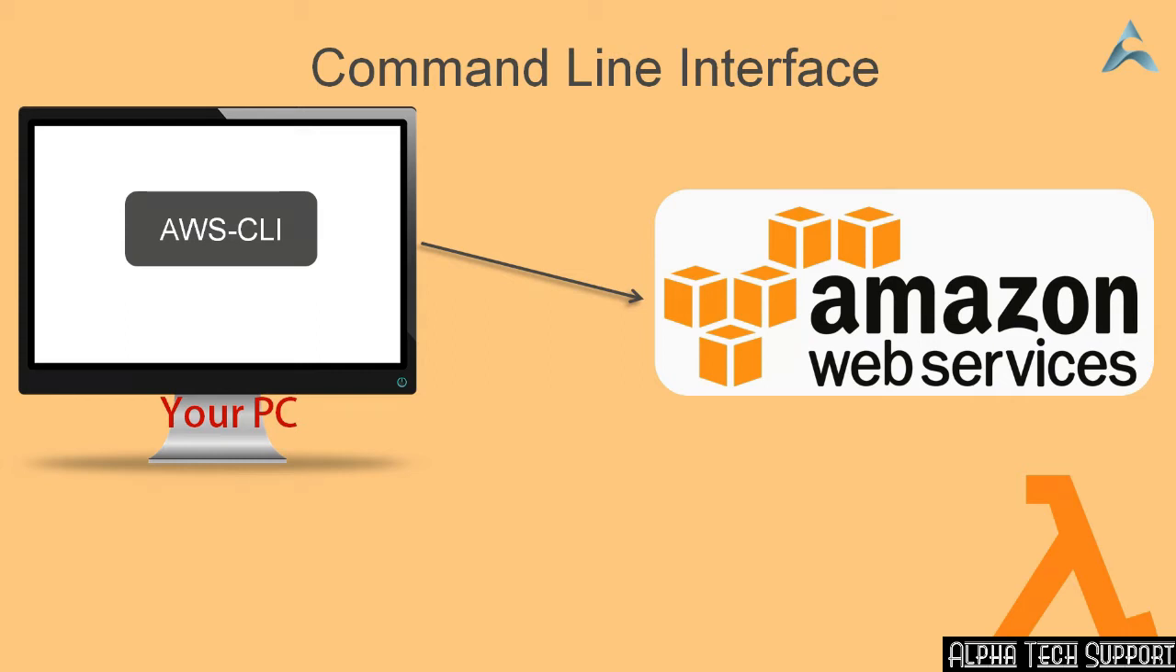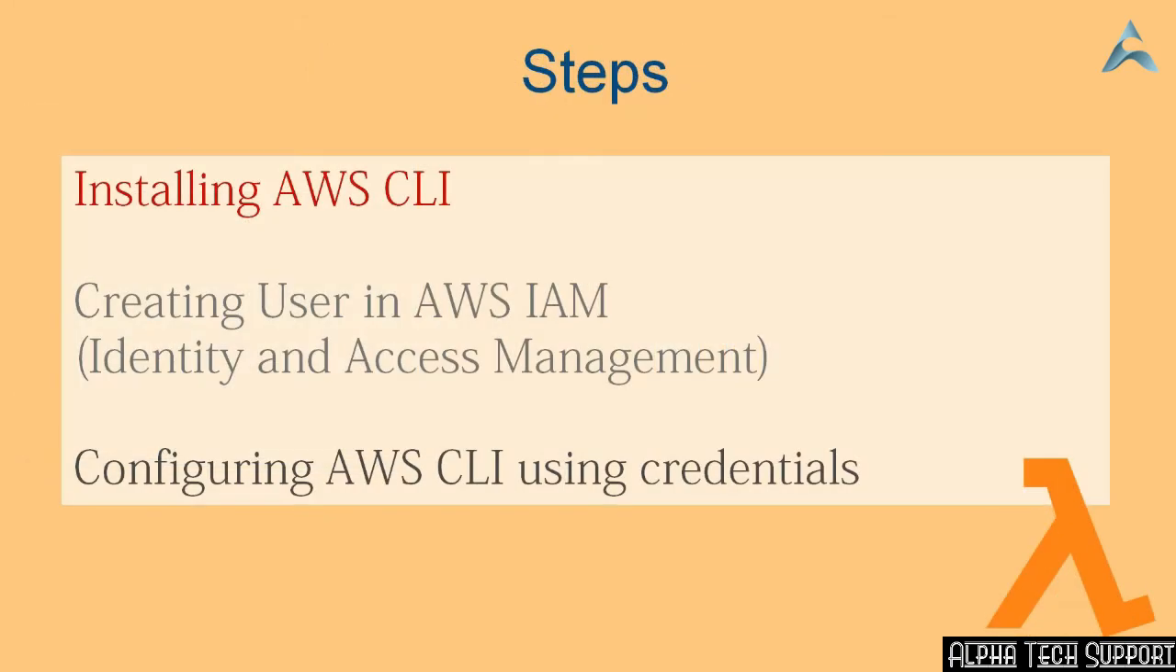You can automate various processes using various commands. So here we are going to learn how we can install AWS CLI and work remotely. The steps involved in this process are: first, we need to install AWS CLI. Then we need to create a user in Amazon Identity and Access Management. Then we need to configure AWS CLI using credentials from IAM.